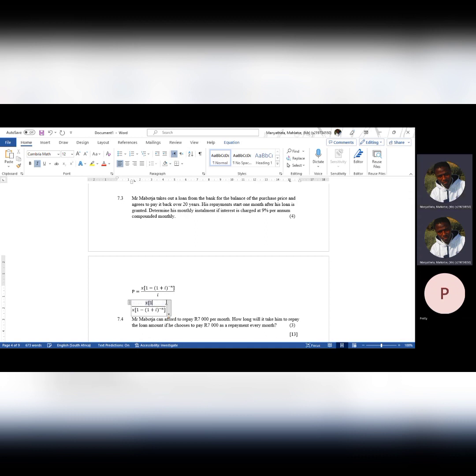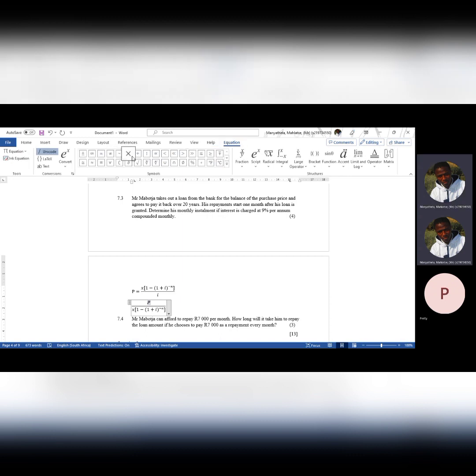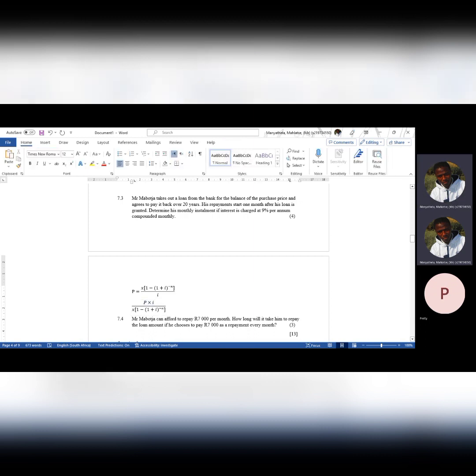So the formula to calculate x: P, which is your present value, times i over x, into 1 minus (1 plus i) to the exponent negative n, equal to x. So this is the formula to calculate x.